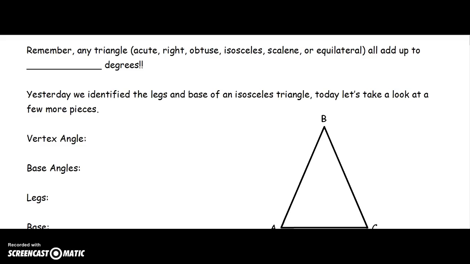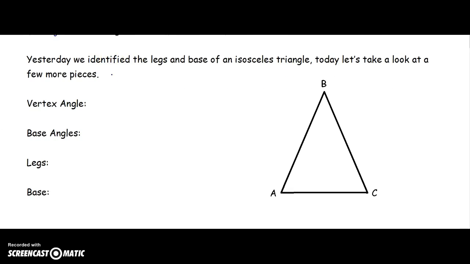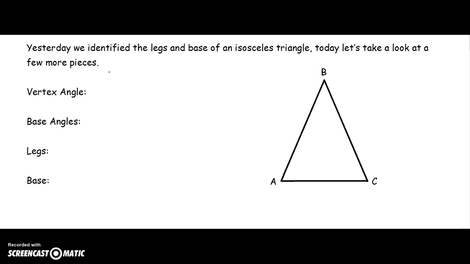Hello. Today we are going to talk about equilateral and isosceles triangles. So one thing we need to know about equilateral and isosceles triangles is that they still do measure 180 degrees. Yesterday we identified the legs and the base of an isosceles triangle in our notes. Today we're going to take a look at just a few more pieces.